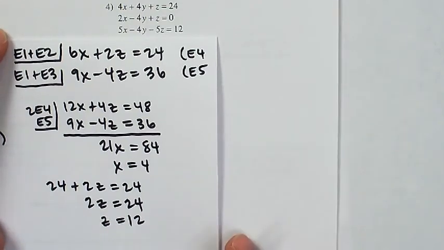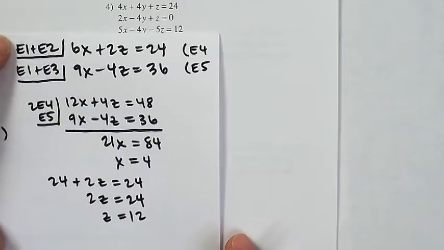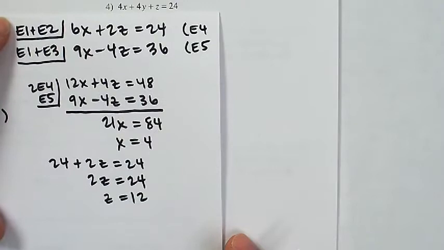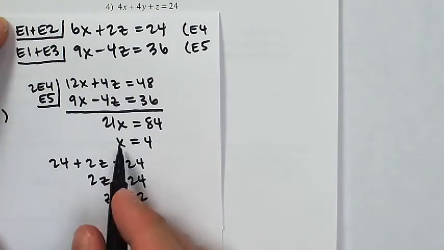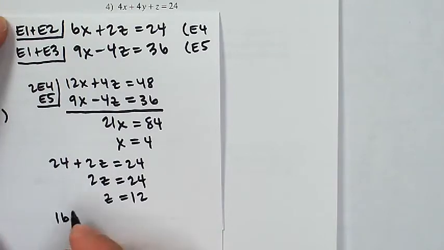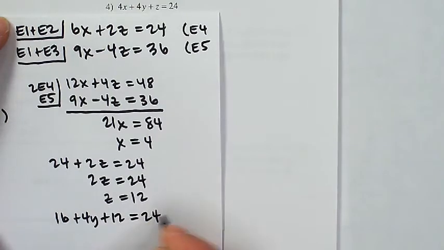And then at the end, I could solve for y by plugging in on one of the original equations. Maybe I'll do 4x plus 4y plus z equals 24. So 4x would be 16. Plus 4y is what we're hoping to find now. And then plus z is going to be plus 12. That's equal to 24. All right, so that's going to be 12 and 16 is 28.